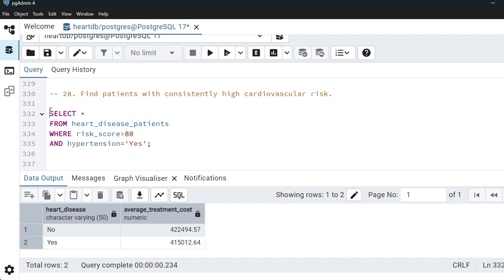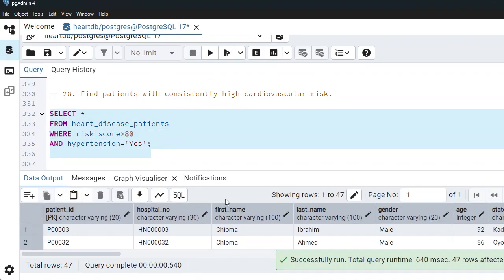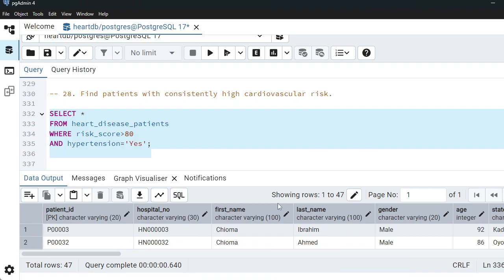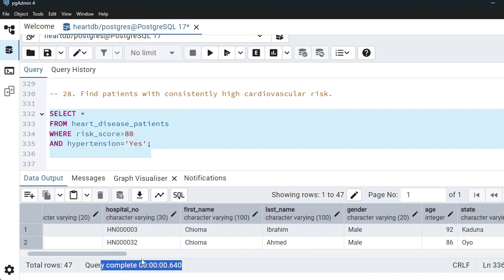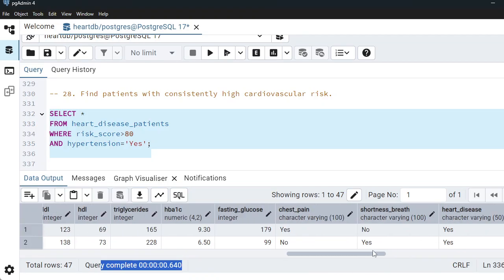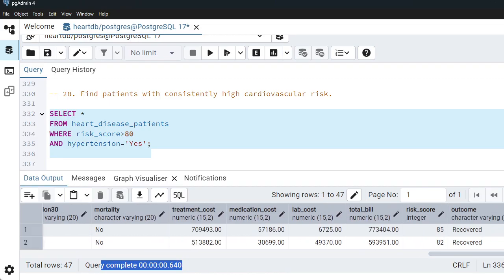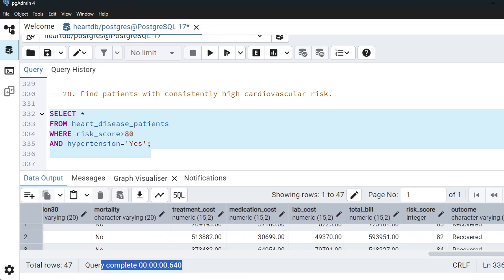Alright, so now we also want to find the patients with consistent high cardiovascular risk. If I run this now, it's going to give me all the patients that have consistent cardiovascular risk. If I go here, you are going to see only those that have the high cardiovascular risk. We have all the information here, as you can see.